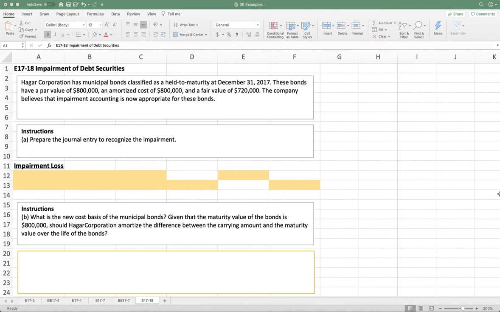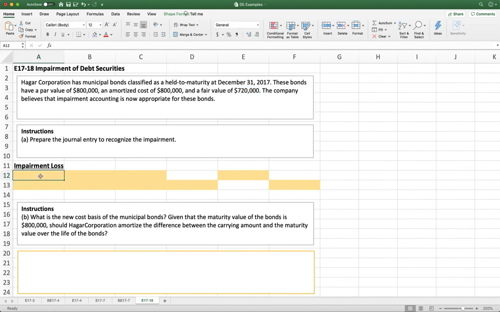Okay, so just to take a little look here, if they have a par value of $800,000, that means their face value is $800,000. That's our principal we're expecting back at the end. If they have an amortized cost of $800,000, that means that they were issued at par. We don't have a premium or discount that we're dealing with at this point. And a fair value of $720,000. So for some reason, we believe we're not going to get all of our contractual obligations, so our amortized cost is overstating the value of these bonds.